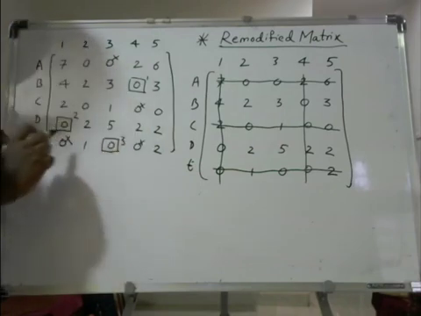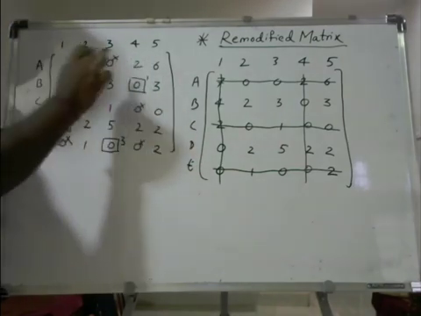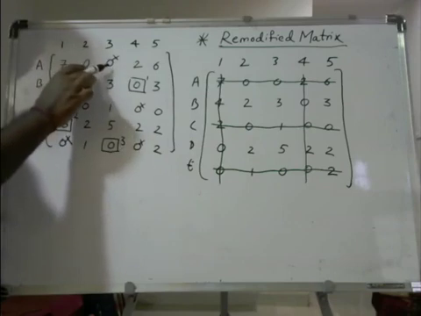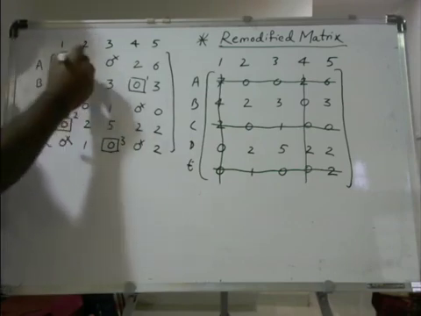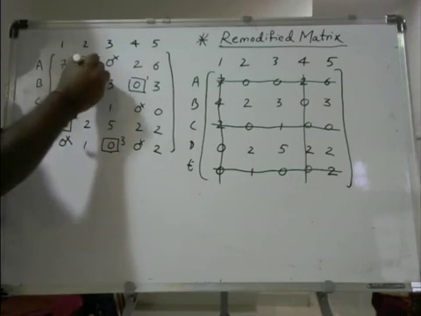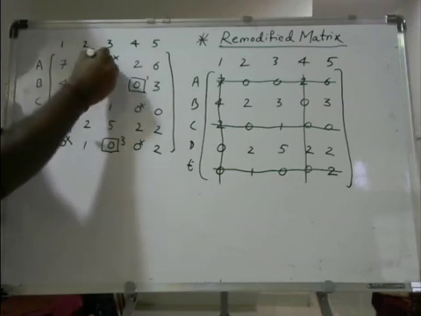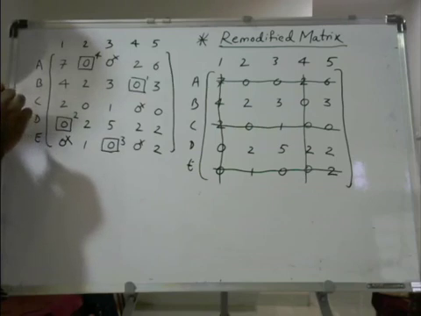This 0 is gone. So again, if I scan row wise, here there were 2 zeros. One has been crossed, so I am getting only a single 0 here. So I can put a box here. Now this is my 4th assignment.